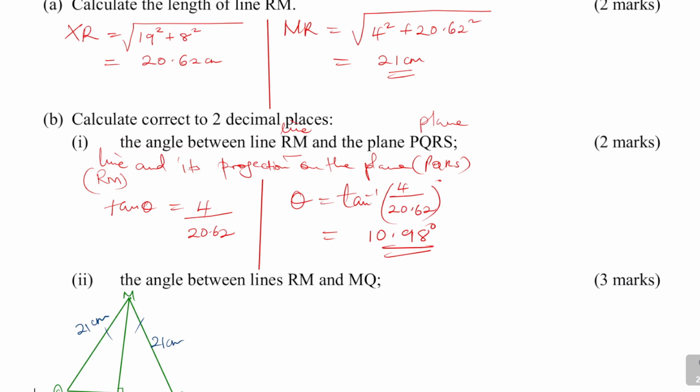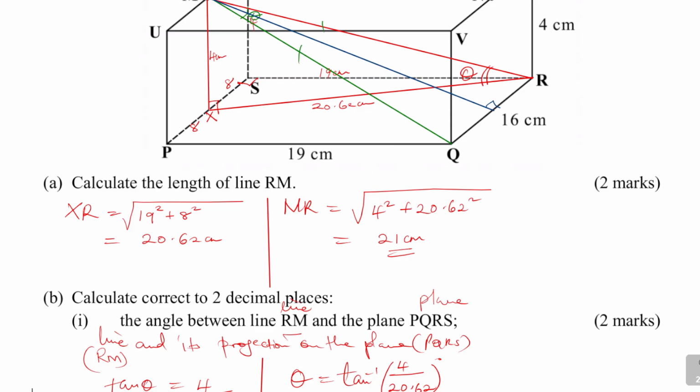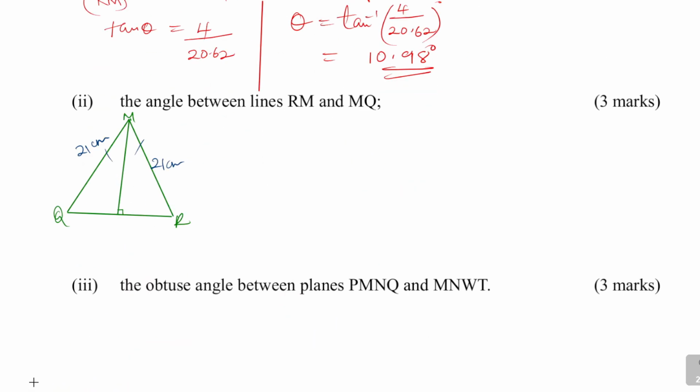And then we have QR. QR is 16. Therefore, this one being the midpoint, this will be 8, and this one will be 8. So we just need to get one of these angles, and then we multiply by 2 to get the whole angle, because those two angles are equal.